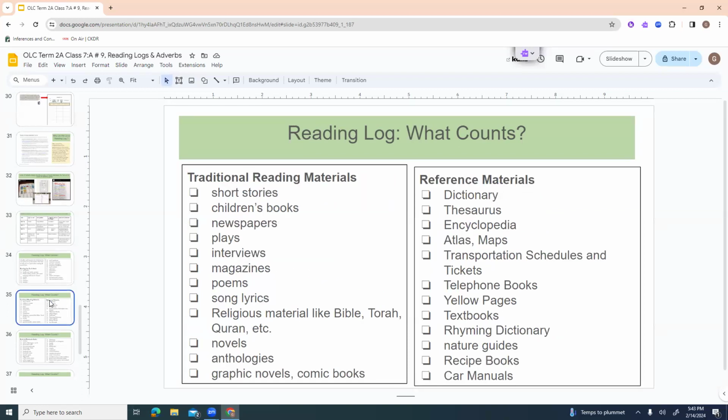Traditional reading materials are things like short stories, children's books, newspapers, plays, interviews, magazines, poems, song lyrics, religious material like the Bible, the Torah, the Quran, novels, anthologies, graphic novels or comic books, those count too. Reference materials: dictionaries, thesauruses, encyclopedias, atlases or maps, transportation schedules and tickets, telephone books, I don't know if those even exist anymore, yellow pages, textbooks, rhyming dictionary. People use those if they write poems and song lyrics, stuff like that. Nature guides, recipe books, car manuals.